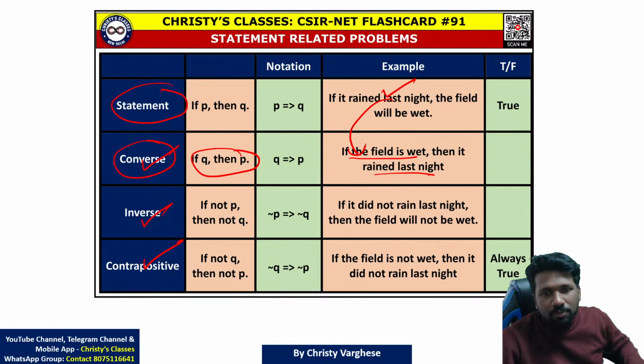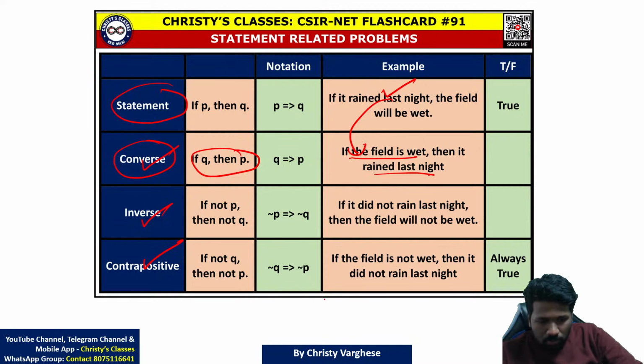बारिश हुआ तो field wet होगा, but field wet हुआ तो बारिश हुआ होगा we can't say, because other reason से भी field wet हो सकता है. Similarly inverse क्या है? P implies Q है तो inverse means not P implies not Q. Negation of P implies negation of Q.